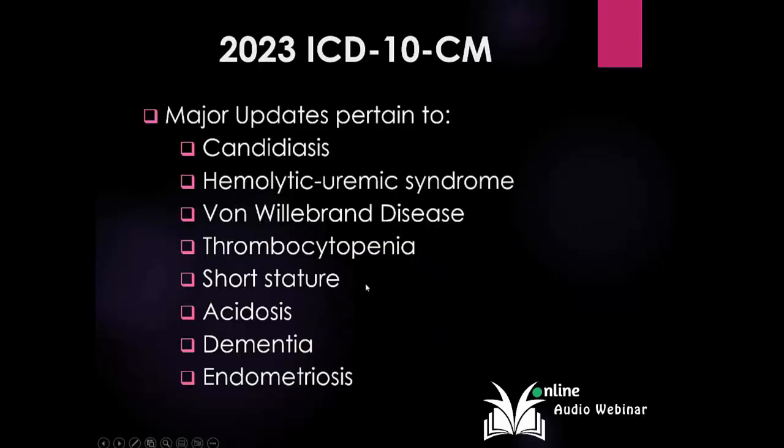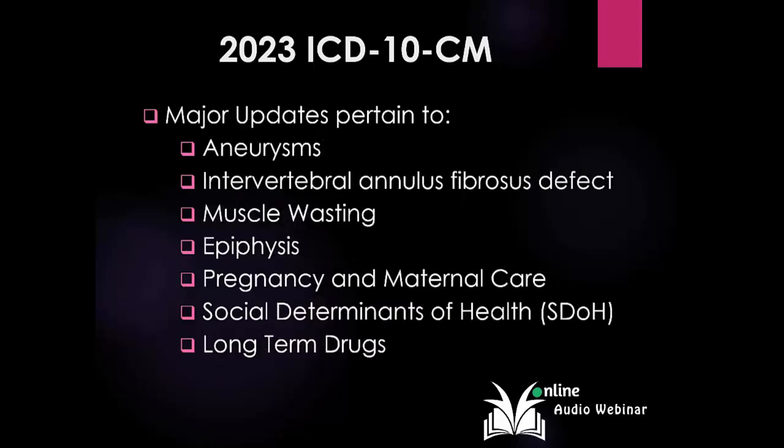So the major changes, not all inclusive, but the major changes are going to pertain to candidiasis, hemolytic uremic syndrome, lots of expansion to von Willebrand disease, thrombocytopenia. We have a lot of new codes for short stature, acidosis, lots and lots and lots of new codes for dementia. Also a lot of new codes for endometriosis, aneurysm, site specificity, muscle wasting, epiphysis.